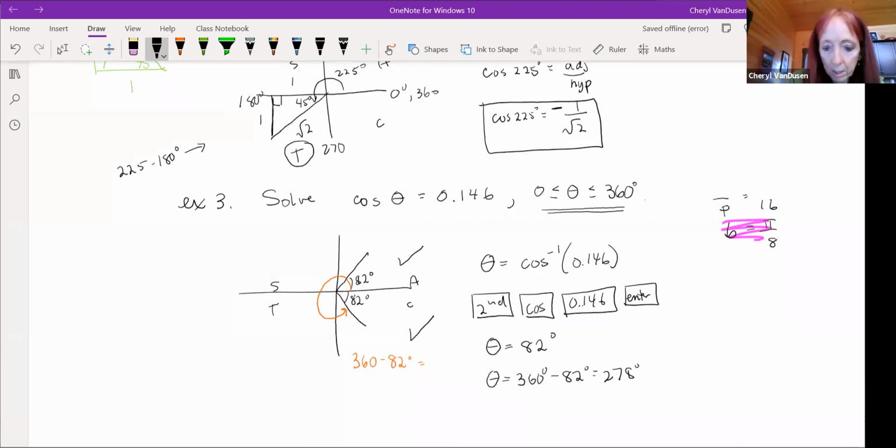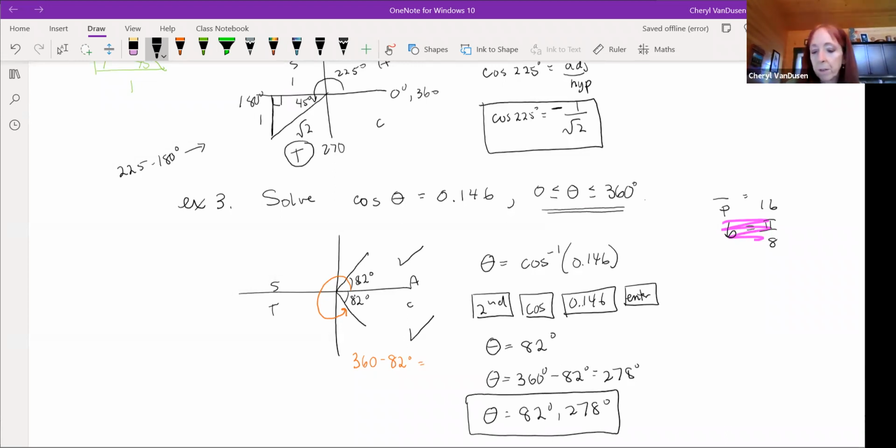278. So our final answers then are 82 degrees and 278. Now, the reason I really like trigonometry is most of the time you can check your work, which is really, really nice to know you're handing something in you know is correct.